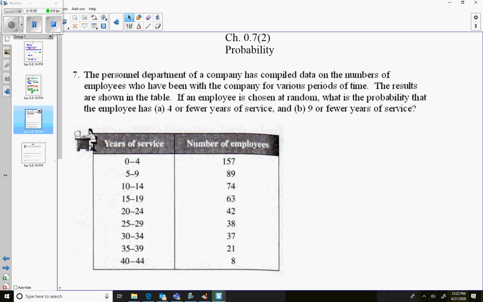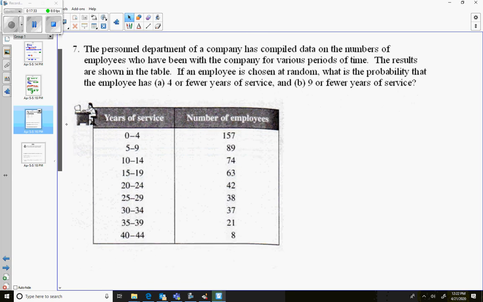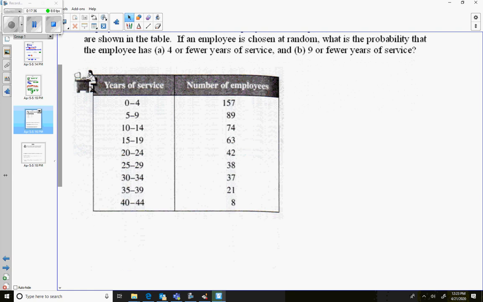All right, flip the page, page 3. The personnel department of a company has compiled data on the number of employees who have been with the company for various periods of time. The results are shown in the table. If an employee is chosen at random, what is the probability that the employee has, question A, 4 or fewer years of service, and question B, 9 or fewer years of service? So there are 157 employees with 0 to 4 years of service. 89 have 5 to 9 years of service, so on and so forth.